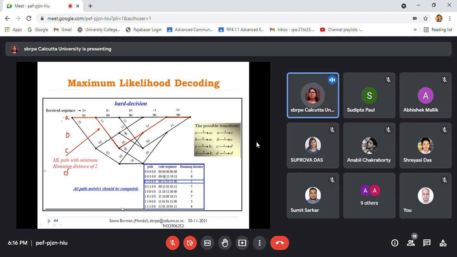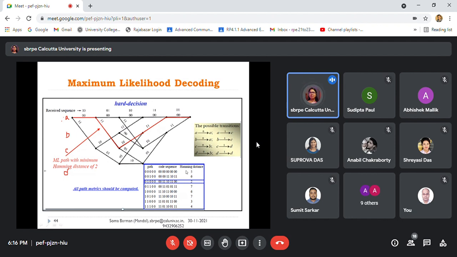That means you are taking the difference of this code word, 0 0 0 0 1 1 1 0 1 1, from the received code word 1 0 0 1 1 0 1 1 0 0. And when you calculate the difference, how many non-zero values differ? It is found out to be 2. So for every path you have to calculate. For every 8 paths, you have to calculate the Hamming distance between the code word from the trellis diagram and the received code word.